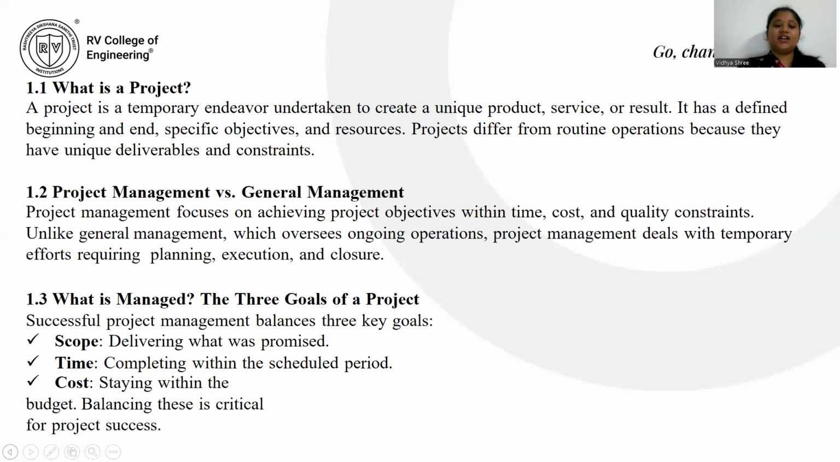What is managed? The three goals of a project. For successful project management, three key goals have to be balanced: scope, time, and the cost, staying within the budget. Balancing this is critical for the project success.